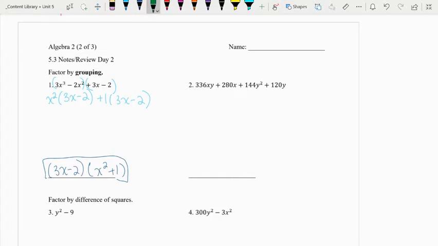Number 2 looks a little bit more difficult just because they're bigger numbers. So the first thing that we're going to have to do is figure out what goes into 336 and 280 and so on. All right, so if you use your calculator, you could get to the point where you see that you can actually divide both of them by 56. So if you take 336 and divide by 56, you get 6. If you take 280 and divide by 56, you end up getting 5.